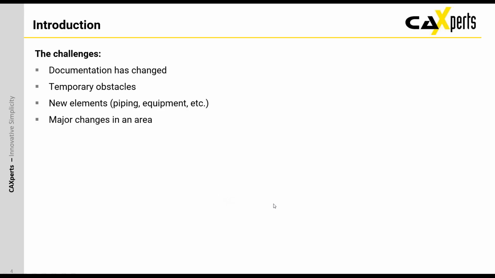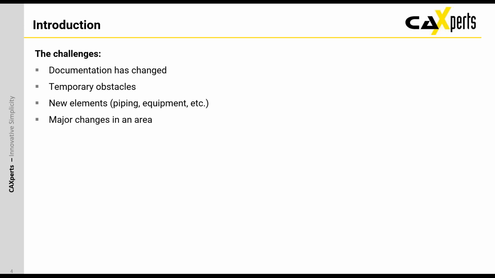So the challenges are, well, documentation has changed, is constantly changing. Temporary obstacles, what does this mean in detail? This can mean a scaffolding being somewhere, so a certain passageway is not passable anymore. Or there might be an IBC container blocking the way for a forklift. There could be certain tools standing in the way, or it could be basically a blocked area for a crane or a bundle puller or similar.